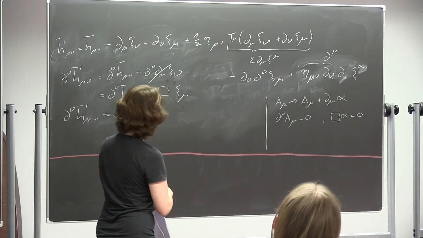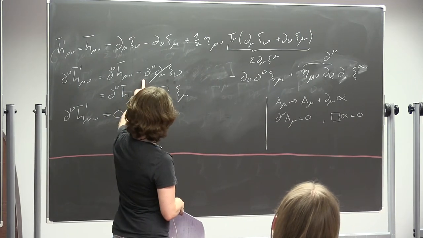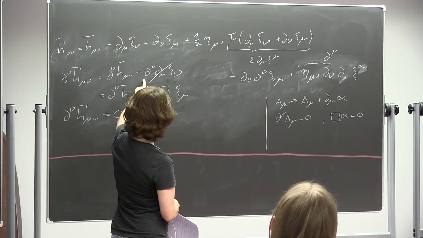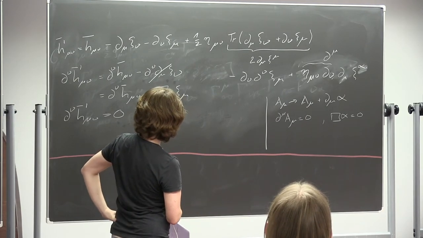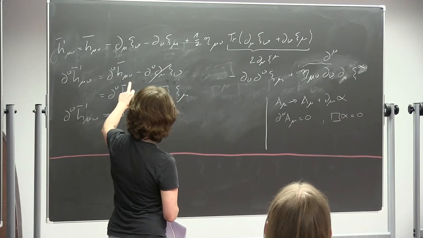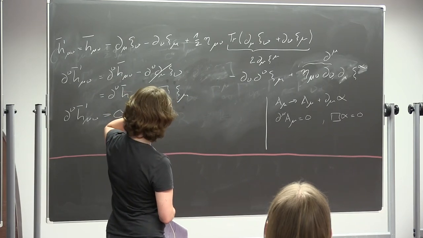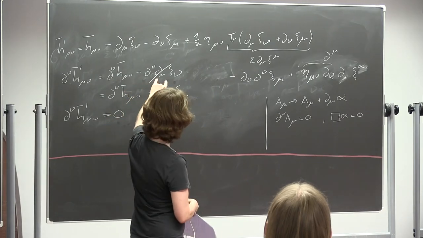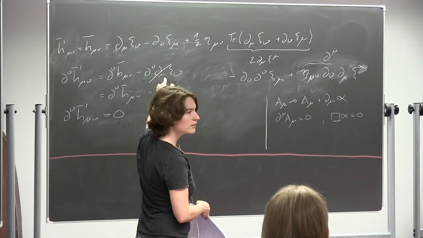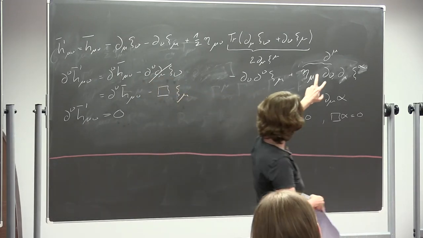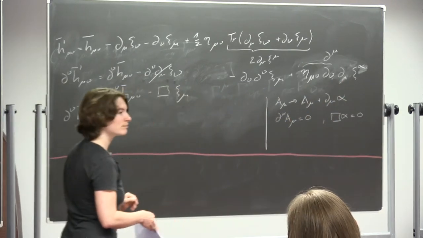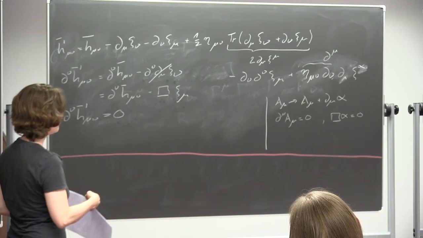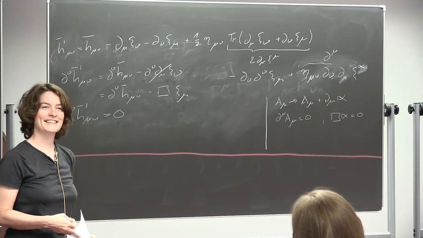And now this is still not the same as here. Yeah, it is, because you've just switched the derivatives around. These are just switched derivatives, rename alpha and nu, and it's the same thing. Who can spot the next index missing?